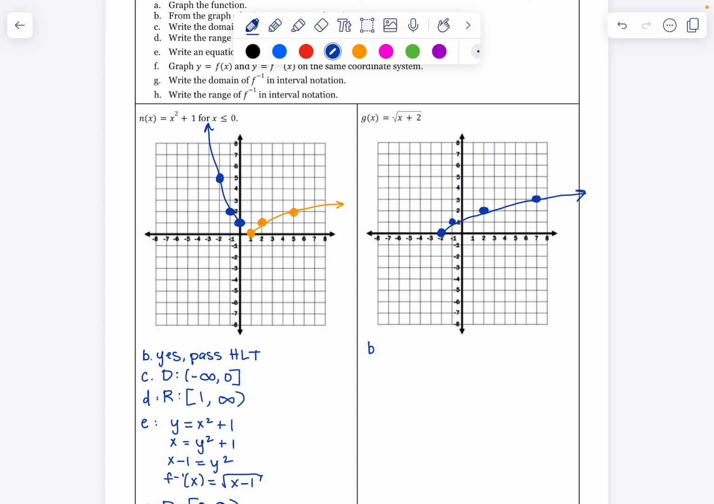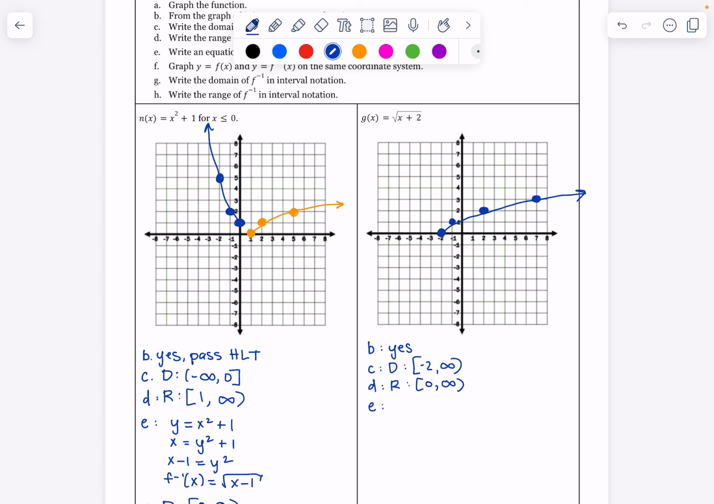All right, so B, yes, this is one-to-one. C, the domain for this would be negative 2 to infinity. D, the range for this would be 0 to infinity.